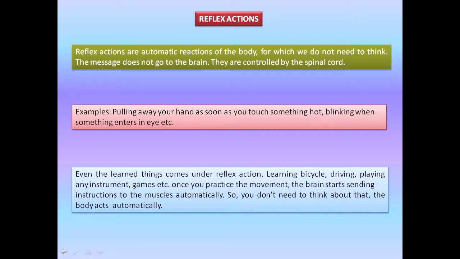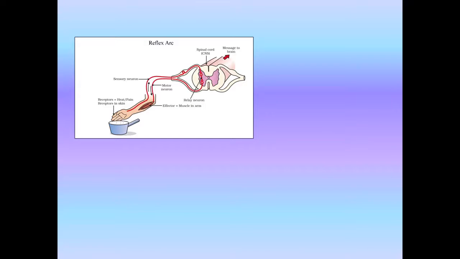Even learned things come under reflex action. Suppose you have learned to ride a bicycle, drive a car, or play an instrument or game. Once you practice the movement, the brain starts sending instructions to the muscles automatically about what you have to do. So you don't need to think about that. The body acts automatically. That is reflex action. And reflex action goes through the reflex arc.